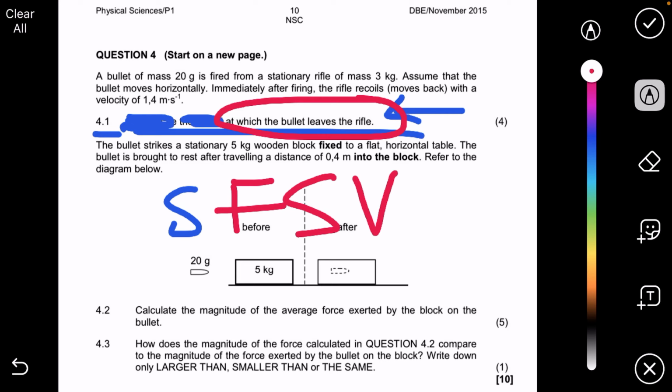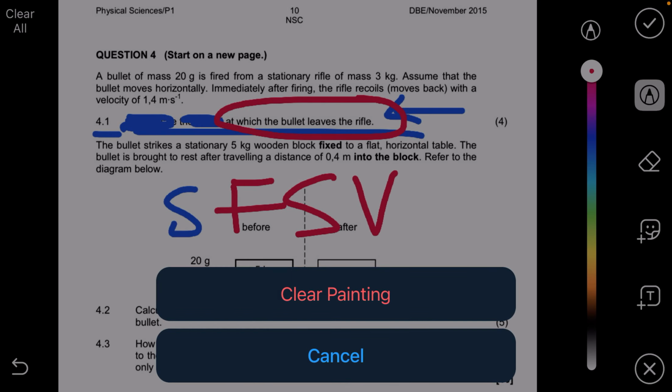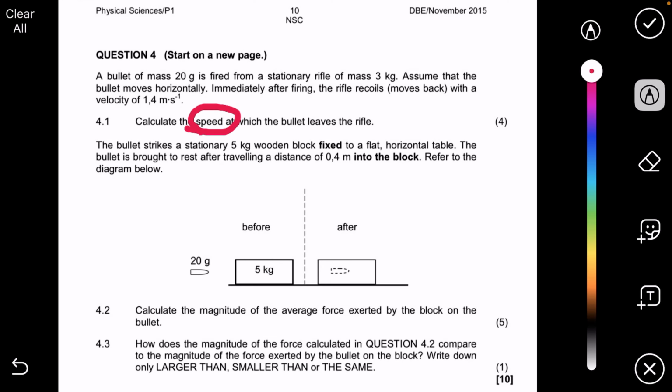So it seems that when you remove that word speed, the whole of this doesn't make sense. You won't know exactly what the question wants you to do. Remember, guys, the purpose of identifying the cream of the question is for you to know exactly what the question wants you to do. So what does this question want us to do? They want you to calculate the speed.